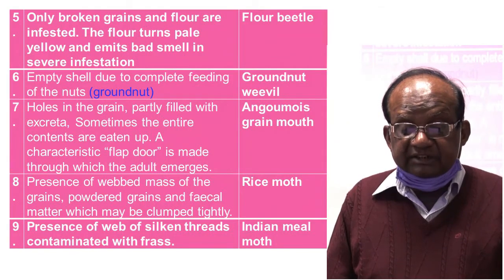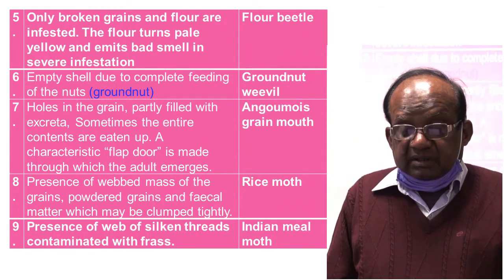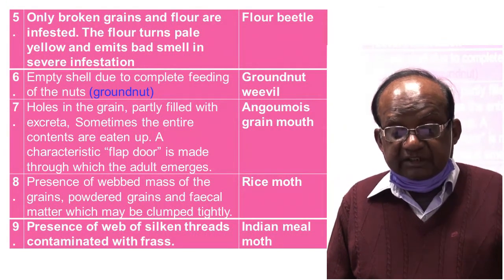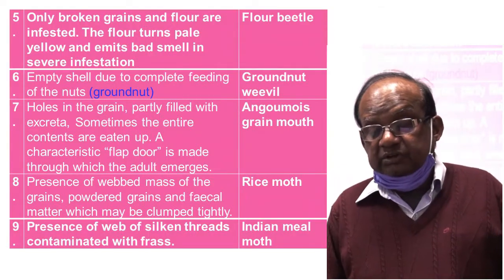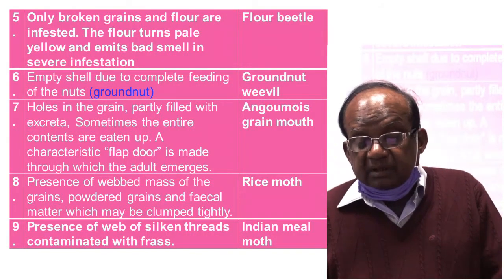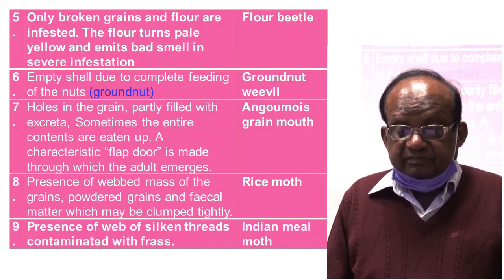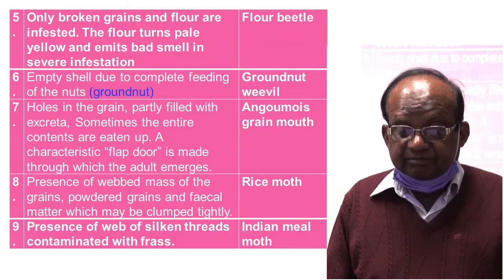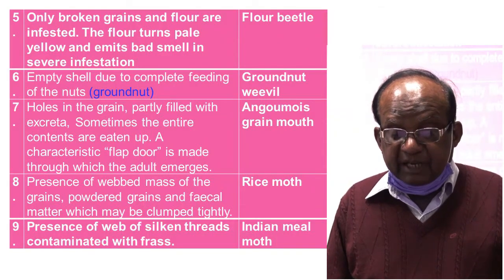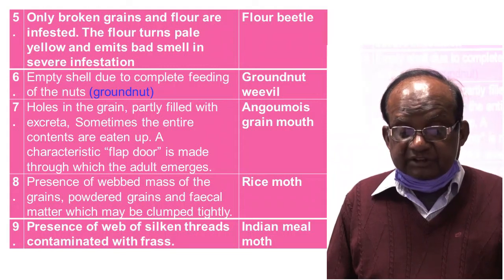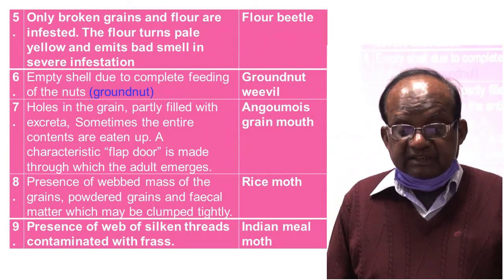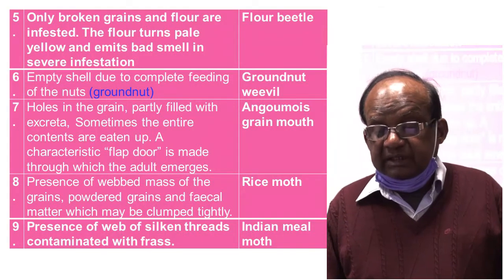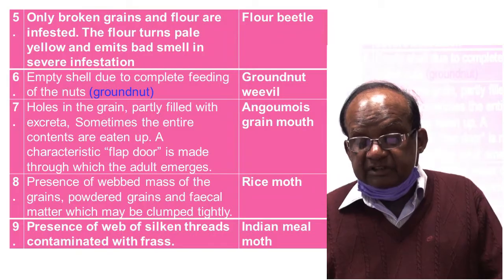In case of groundnut, empty shells due to complete feeding of the nuts are observed, and this shows the attack of groundnut weevil. Holes in grains, partly filled with excreta, sometimes the entire contents eaten up. A characteristic flap door is made through which the adult emerges. If such symptoms are seen on stored grain, it shows the attack of angoumois grain moth.